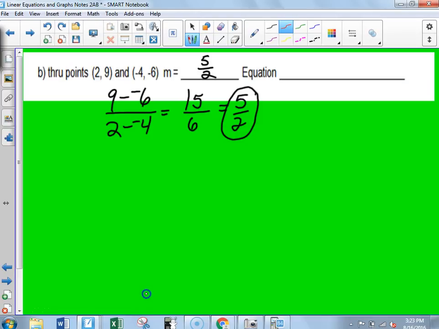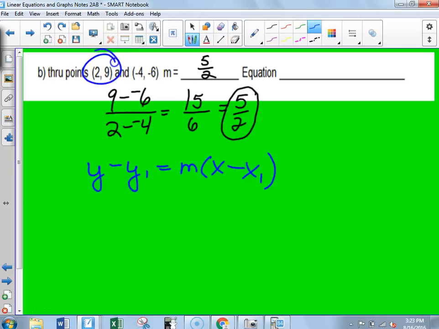I could do this 4 different ways, I can think of easily. I can use that slope and the point (2,9). I could use that slope and the point (-4,6). I could use y equals mx plus b with the (2,9), or y equals mx plus b with the (-4,6). Okay? My choice would probably be to do point slope, because I have a point and a slope.